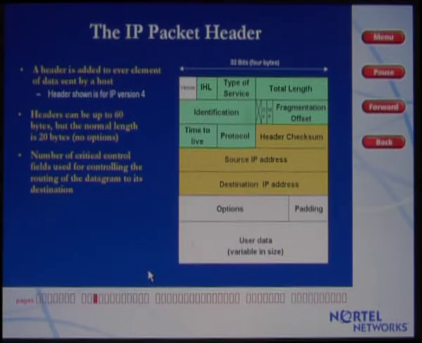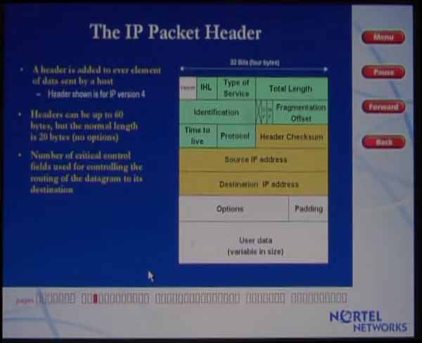The Identification, More Fragments flag, MF, and Offset fields are all used in datagram fragmentation. This process is explained on the next slide. The DF, Don't Fragment flag, can be used to indicate that a datagram must not be fragmented even if the network requires it. If this happens, the datagram is dropped and an error message generated.